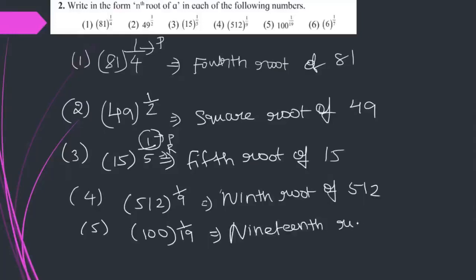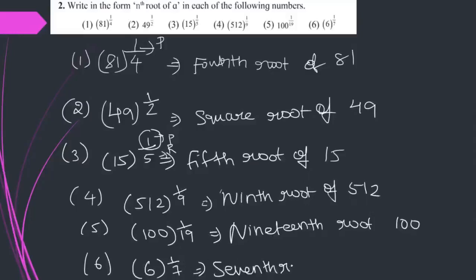19th root of base value last 100. What is the last sum answer? 6 1 upon 7. What will be the answer? So 7th root of 6. That's all. So I hope you understand this concept in detail.